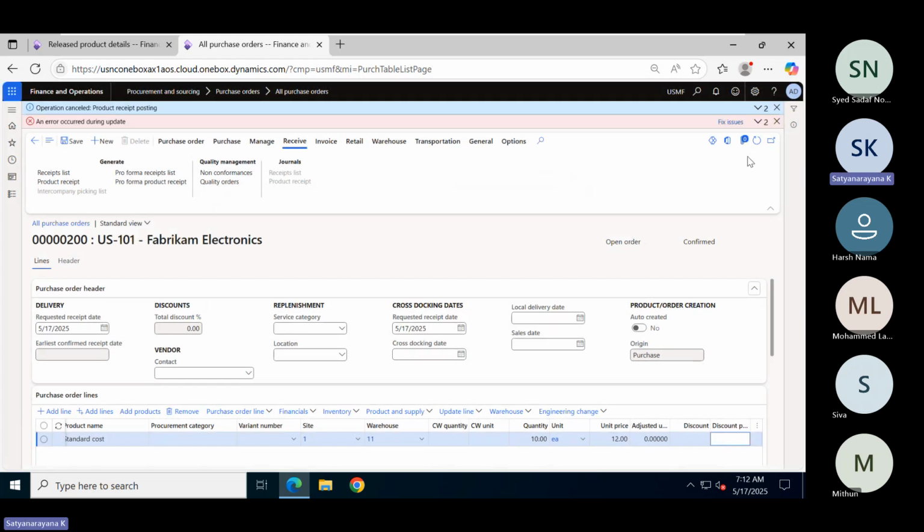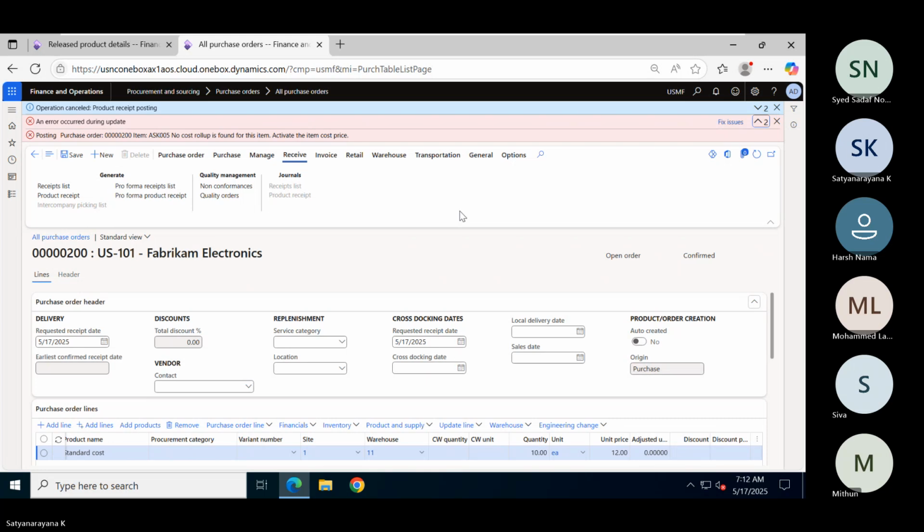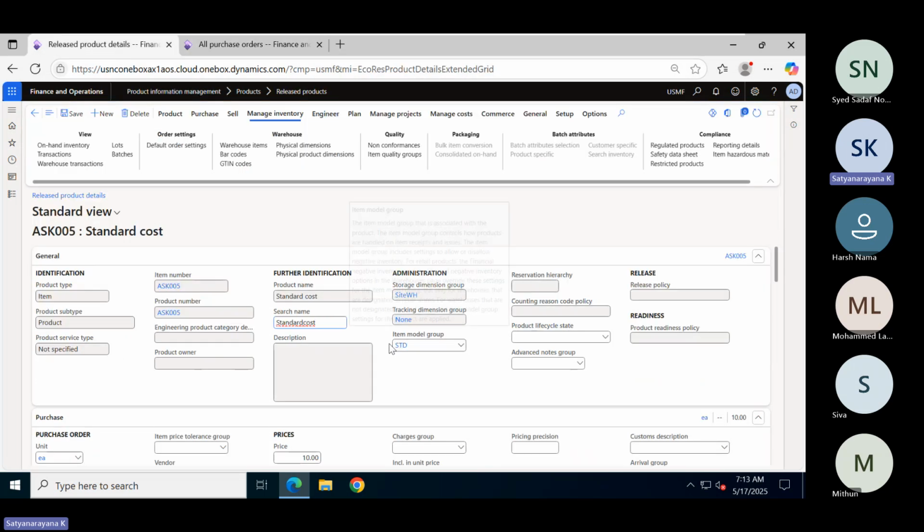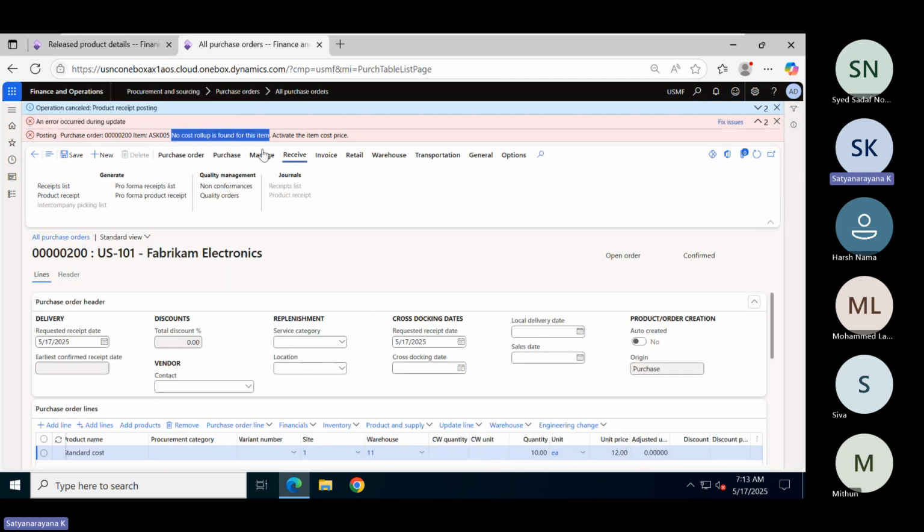What is this error message? Can anyone read the message? Yeah, posting purchase order number item: no cost roll-up is found for this item. Activate the item cost price. Because we are using the standard cost method, we are getting an error message like this: no cost roll-up is found for this item.